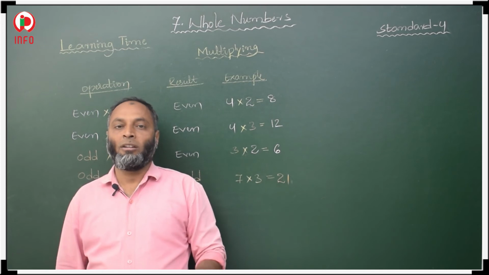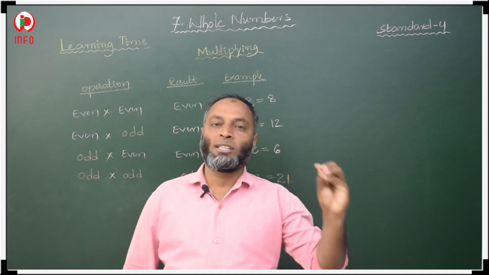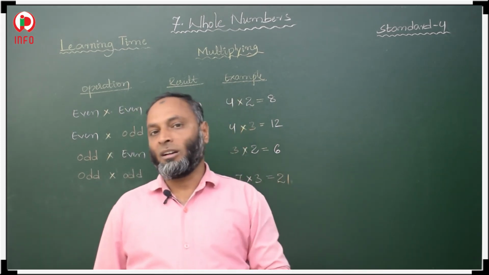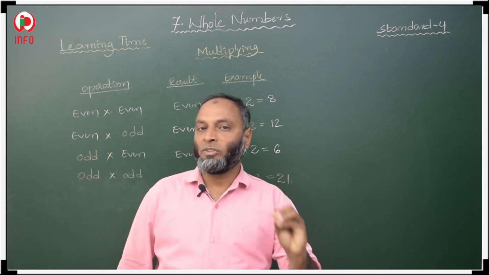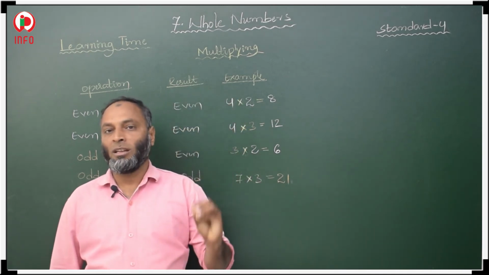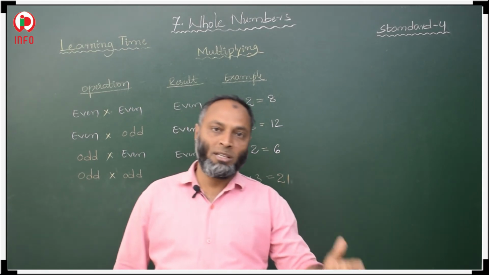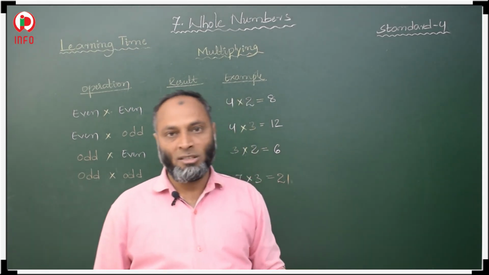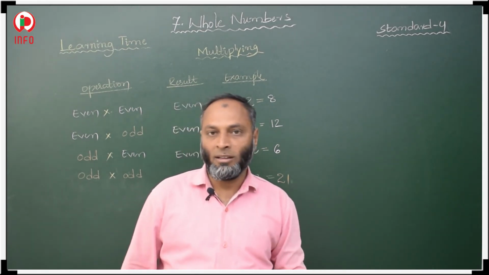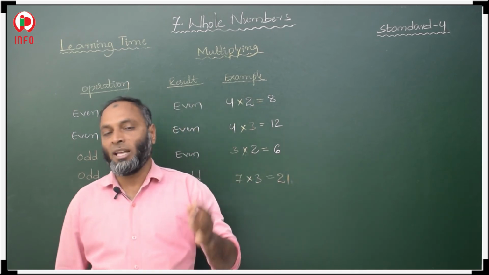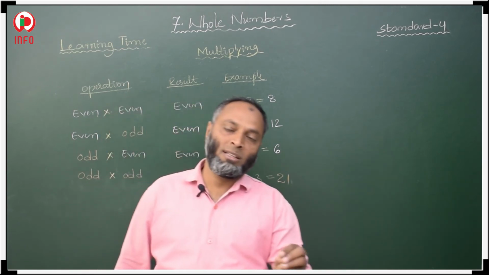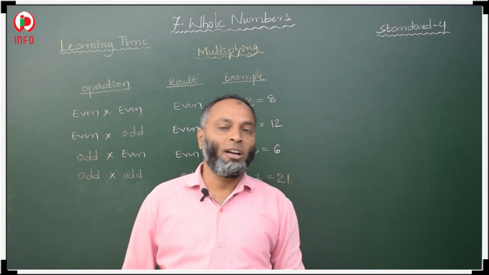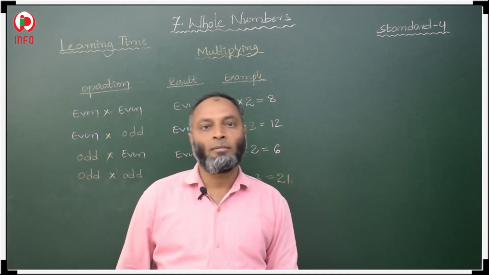Even and odd, so you just need to know the concept. What are even numbers and what are odd numbers? Even numbers are the numbers which are divisible by 2. Otherwise, if the digit in one's place is even, the number is even. If the digit in one's place is odd, that number is odd. This is the even and odd number concept.